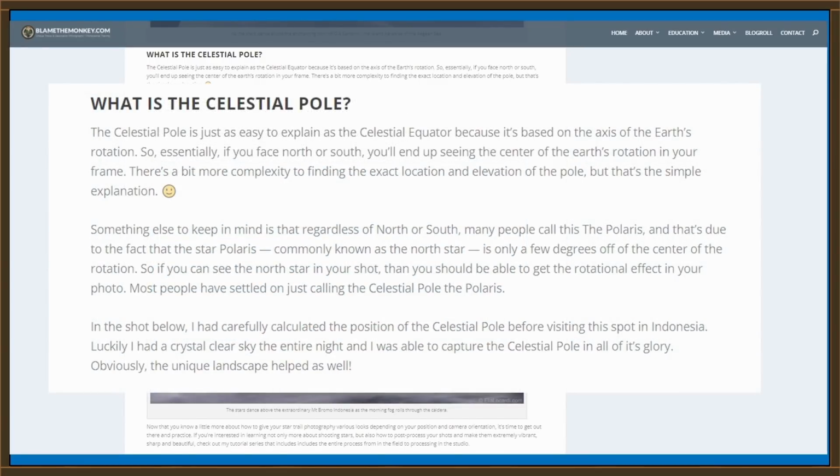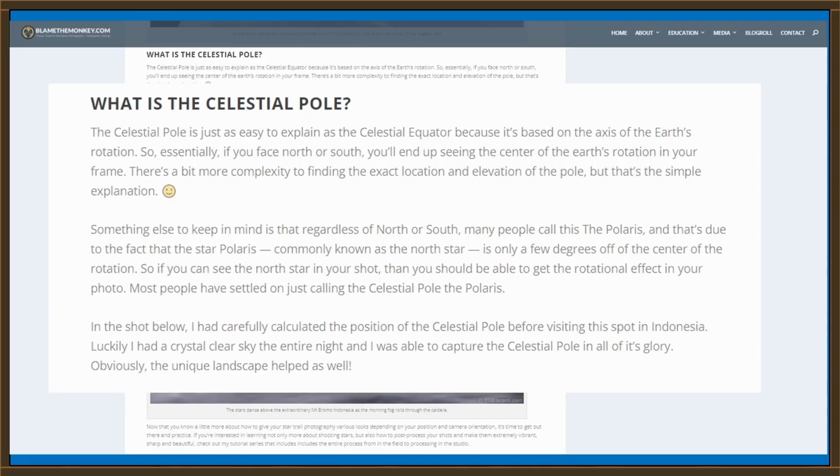What is the celestial pole? The celestial pole is as easy to explain as the celestial equator because it is based on the axis of the Earth's rotation. So essentially, if you face north or south, you'll end up seeing the center of the Earth's rotation in your frame. There's a bit more complexity to finding the exact location and elevation of the pole, but that's the simple explanation.